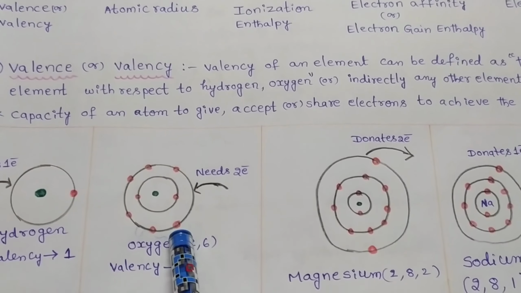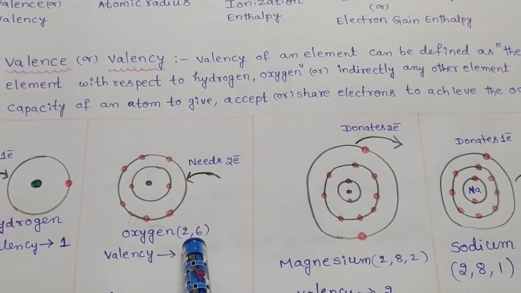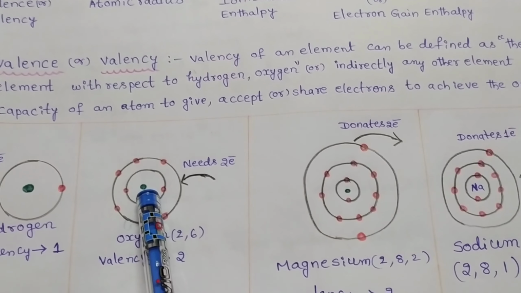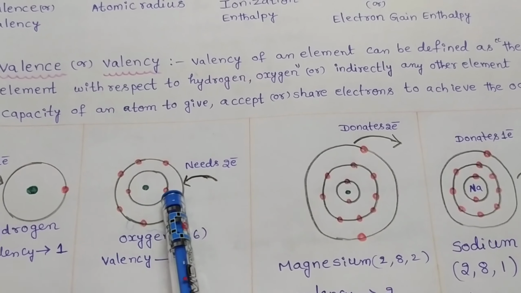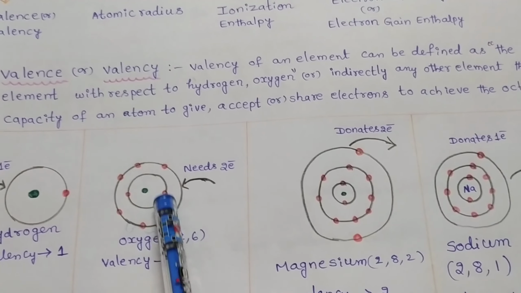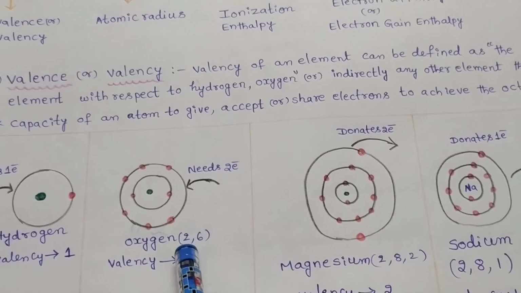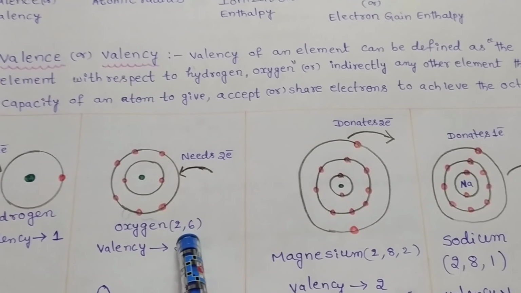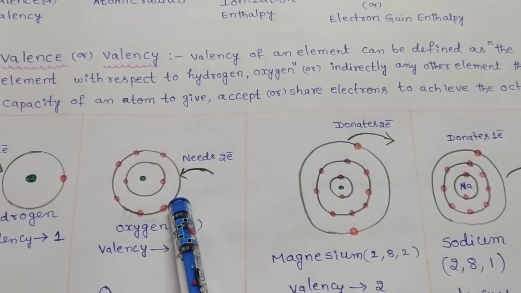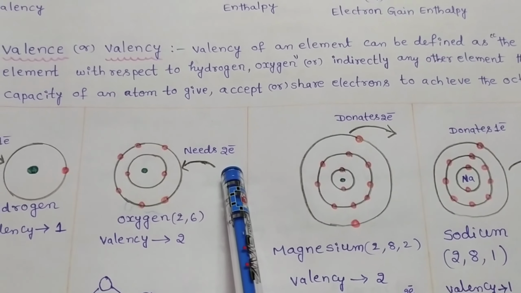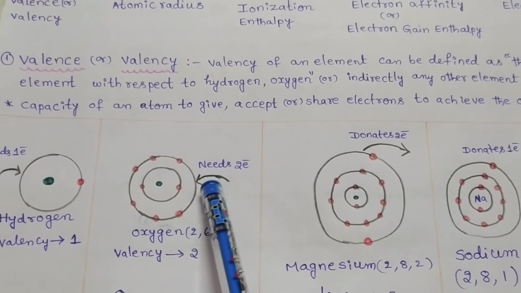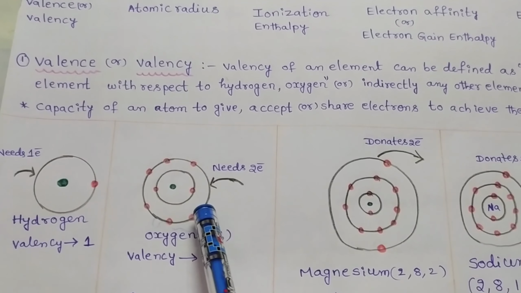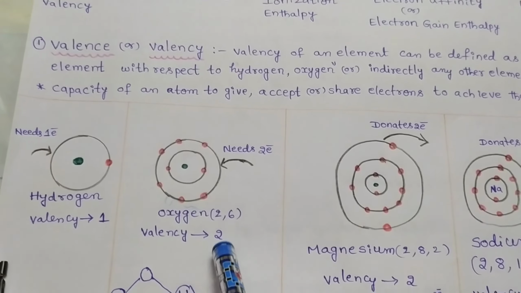Next, oxygen. Oxygen's atomic number is 8. Its electronic configuration is here. This is the nucleus of an oxygen atom, and this is the first orbit. The first orbit contains 2 electrons and the second orbit contains 6 electrons. That means a 2-6 configuration. In order to get the octet, that means 8 electrons, oxygen requires 2 more electrons. So it will accept 2 electrons from any other element. So oxygen has a valency equal to 2.